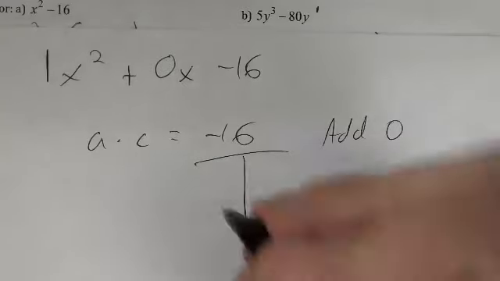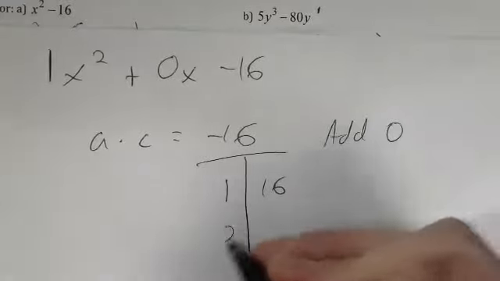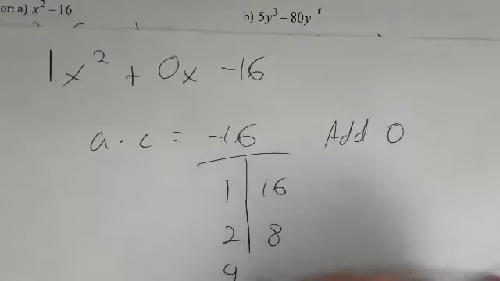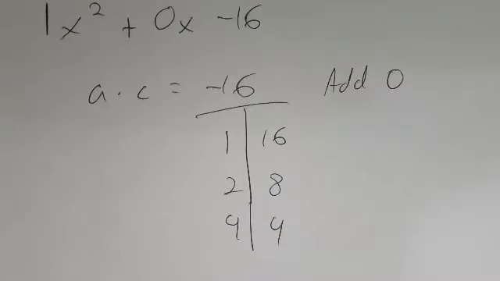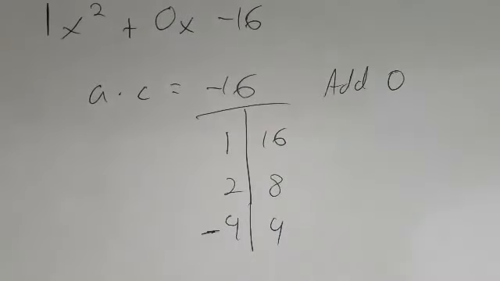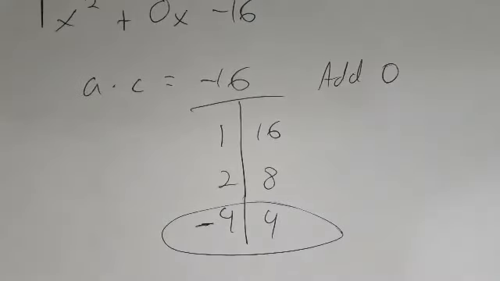And so if we do this, we have 4 and 4 as our factors. And for it to multiply to a minus 16, one of them has to be negative. So the thing that does it is a negative 4 and a positive 4. Okay.